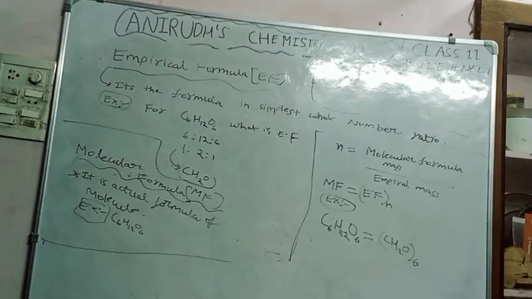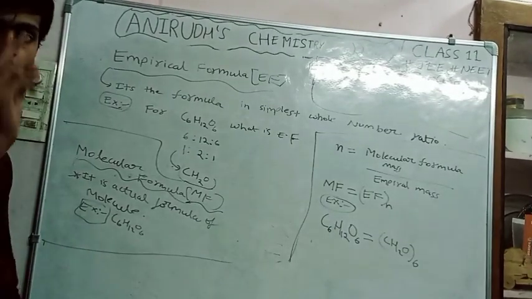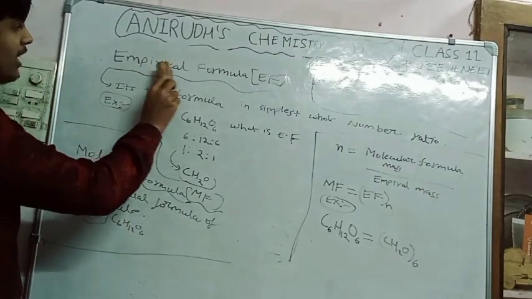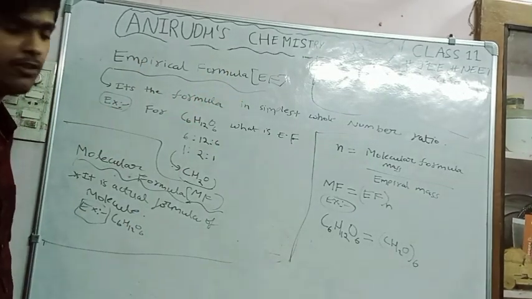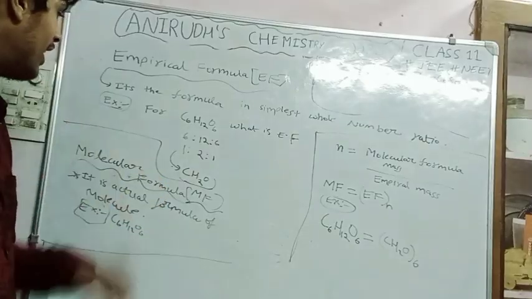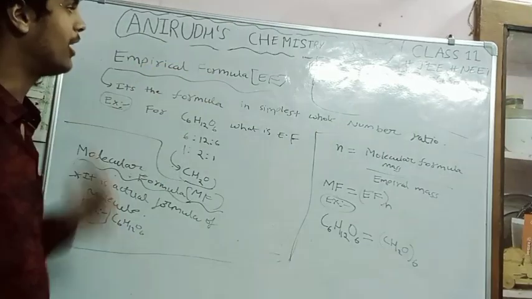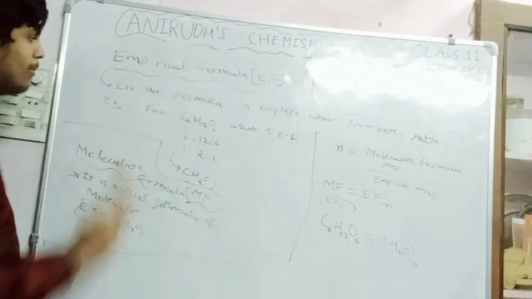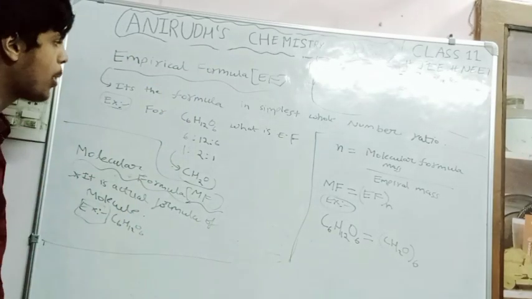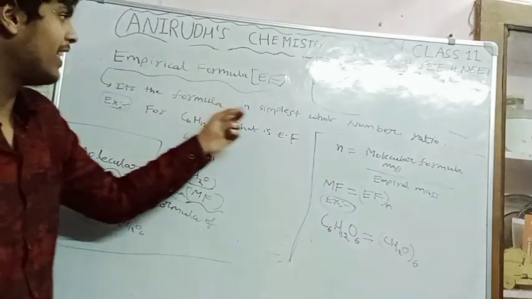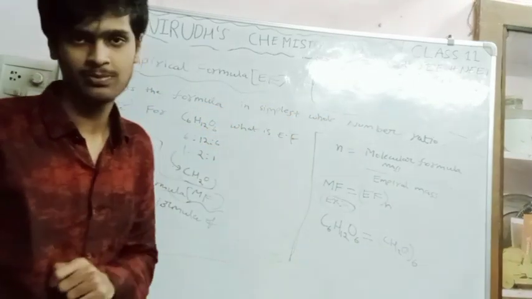Now we are going to see about two important topics. These are subtopics: empirical formula, represented by EF, and molecular formula, MF. First thing we are going to see is empirical formula. Empirical formula is nothing but a formula in simplest whole number ratio.